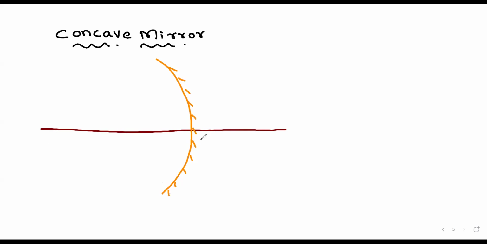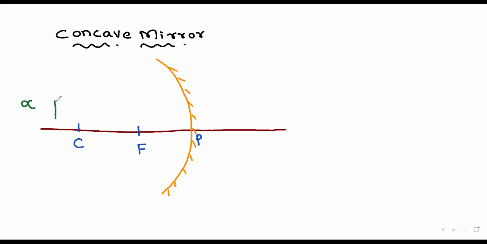What are the parts? Pole. We have the pole. At 2 centimeter, you draw your focus, and at 4 centimeter, you draw your C. You can take any measurement; 3 is also possible, 2 is also possible. Now, which are the possible positions of the object we will see? You can keep the object at infinity.